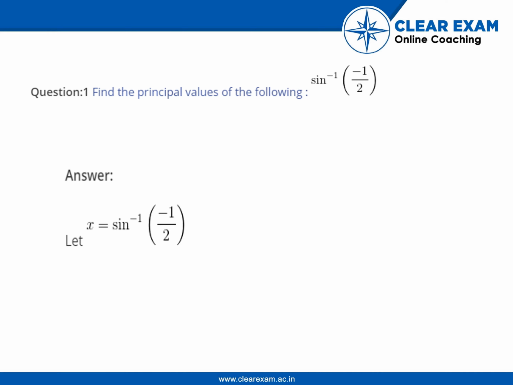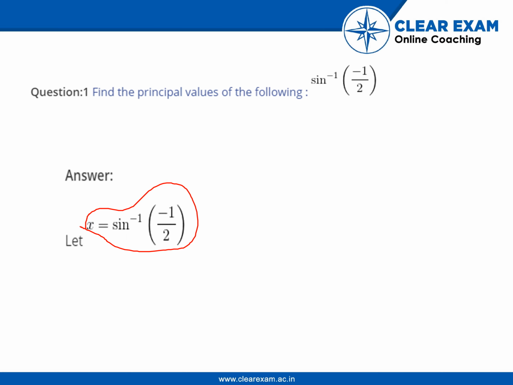Along with this, we'll see the questions. So our first question is, find the principal value of sine inverse of minus 1 by 2. So let's start. So let's assume that x is equal to sine inverse of minus 1 by 2.